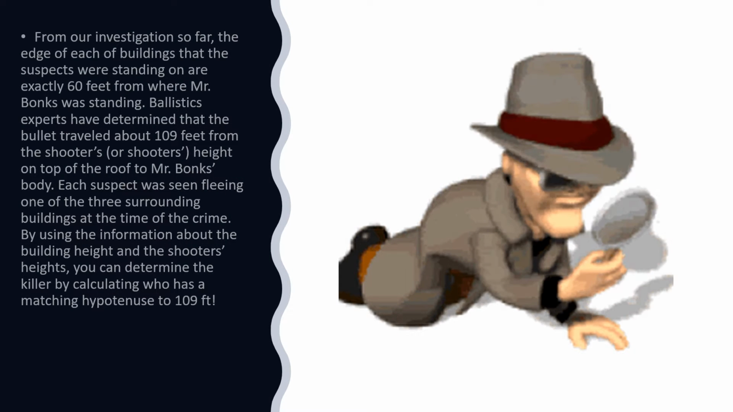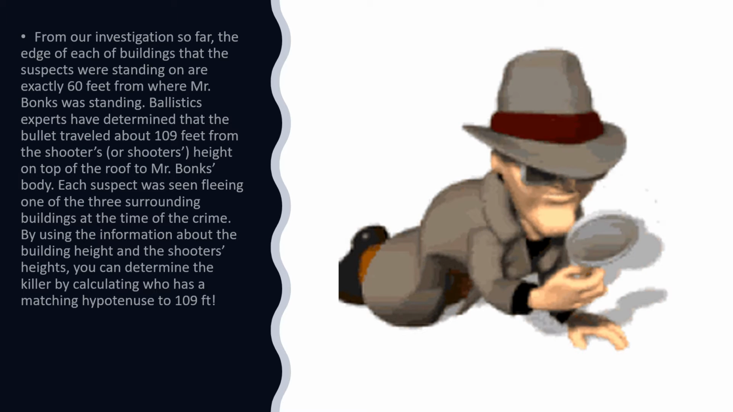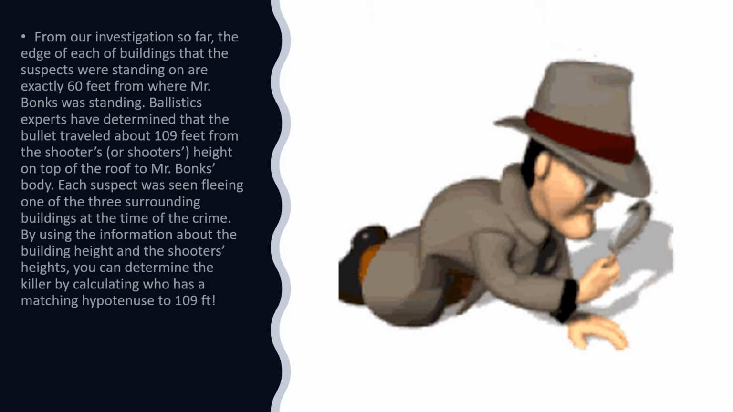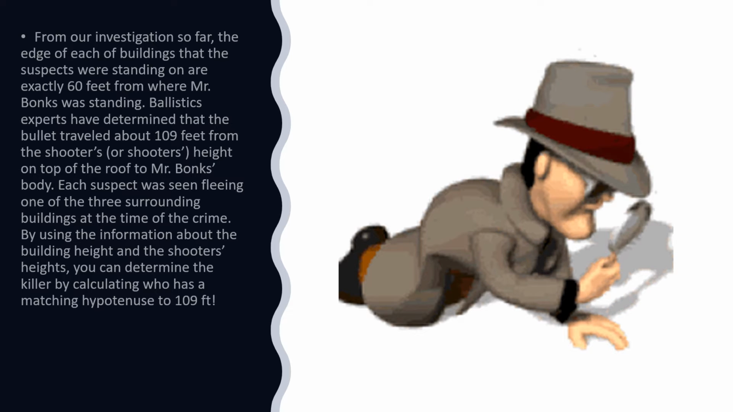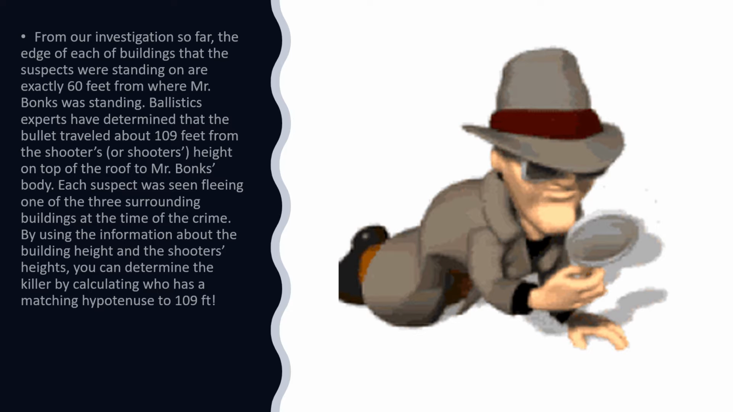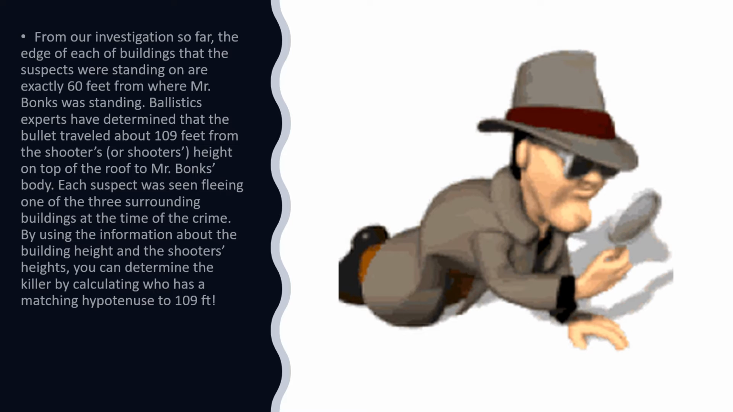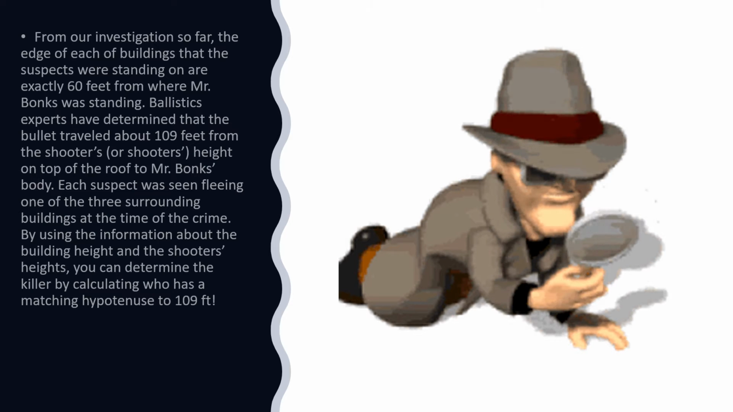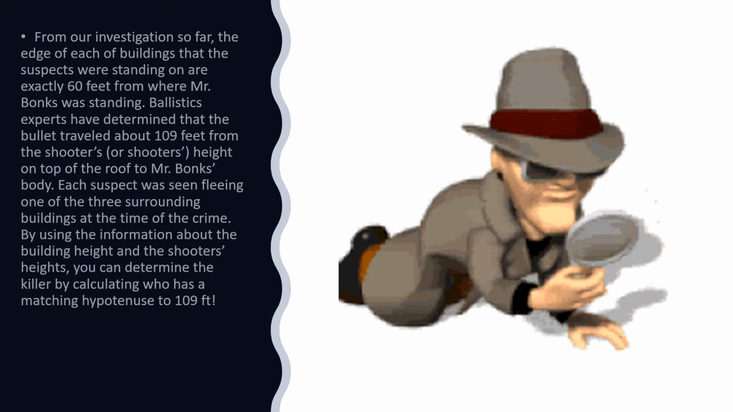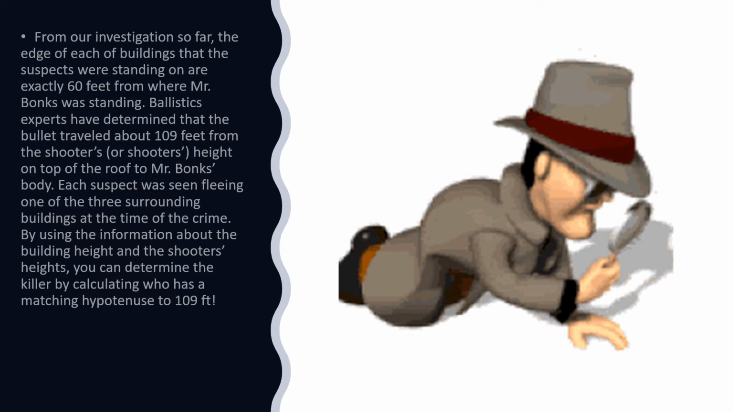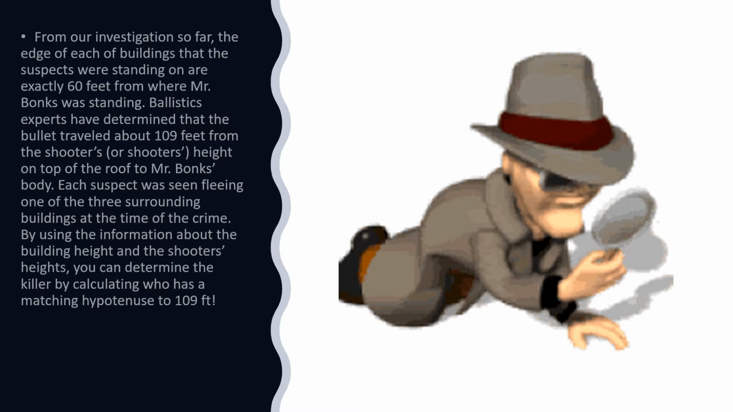From our investigation so far, the edge of each of the buildings that the suspects were standing on are exactly 60 feet from where Mr. Bonks was standing. Ballistic experts have determined that the bullet traveled about 109 feet from the shooter's height on top of the roof to Mr. Bonks' body. Each suspect was seen fleeing one of the 3 surrounding buildings at the time of the crime. By using the information about the building height and the shooter's height, you can determine the killer by calculating who has a matching hypotenuse to 109 feet.